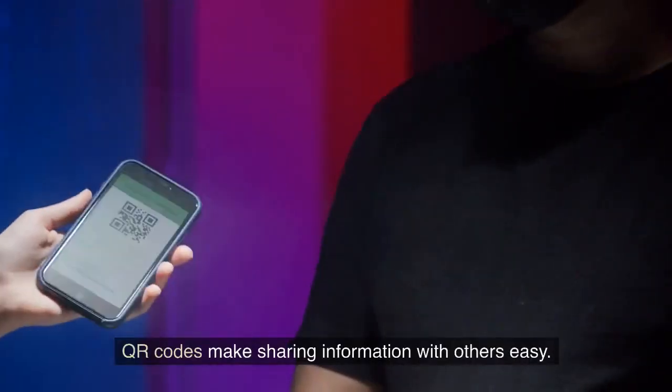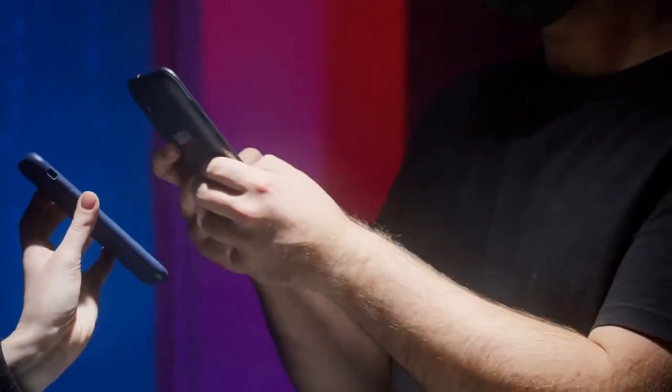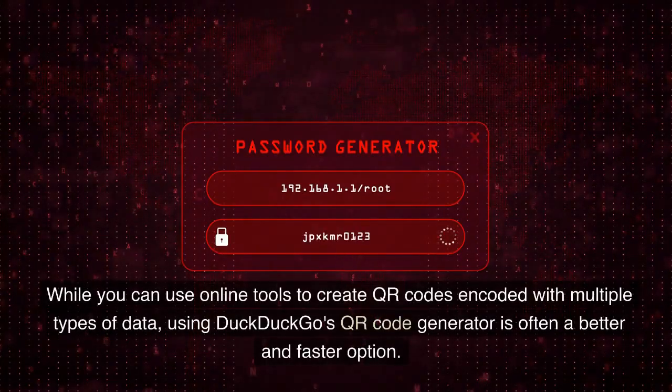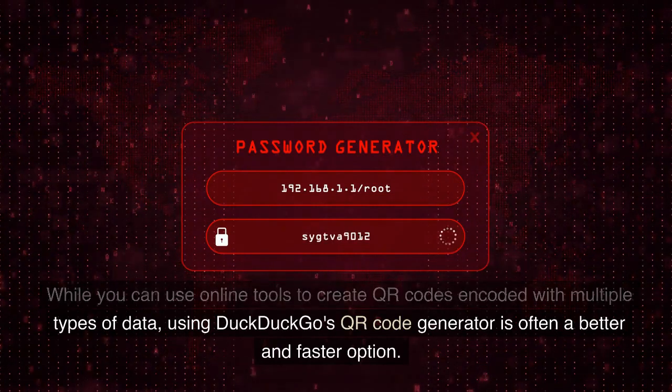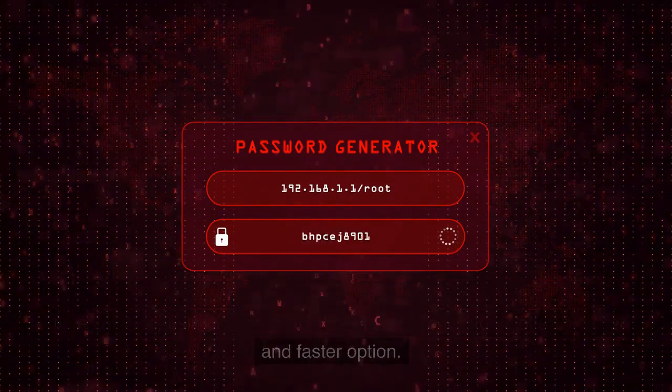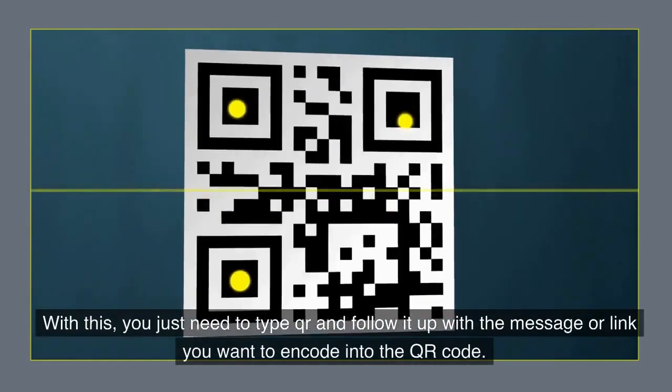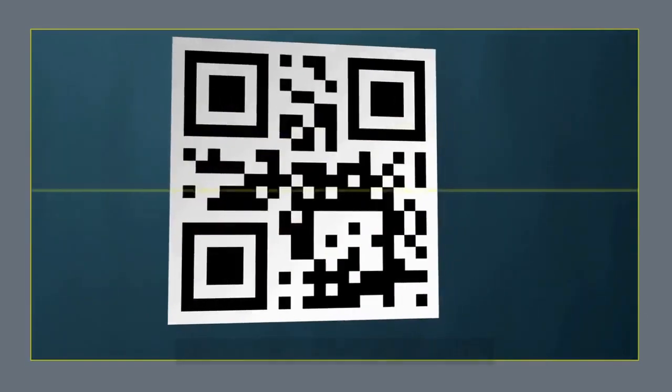6. Generate a QR code. QR codes make sharing information with others easy. While you can use online tools to create QR codes encoded with multiple types of data, using DuckDuckGo's QR code generator is often a better and faster option. With this, you just need to type QR and follow it up with the message or link you want to encode into the QR code.